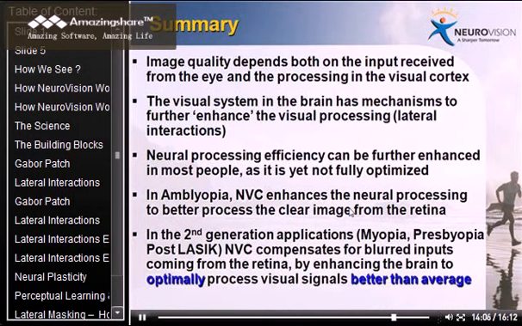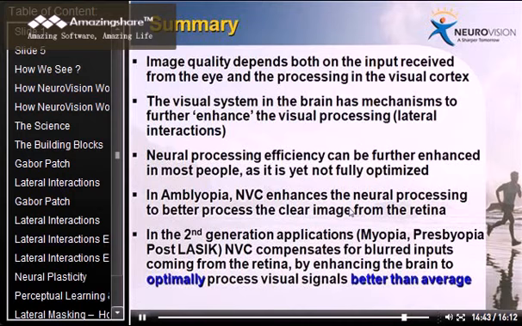We can upgrade that Photoshop that we have in the brain by using those lateral interactions between neural cells in the primary visual cortex. That neural processing efficiency can be further enhanced in most people, as it is yet not fully optimized. So you don't need to have amblyopia to have some issues with the visual system in the brain. Each one of us has some room for further optimizations and increase of functionality in our visual cortex.